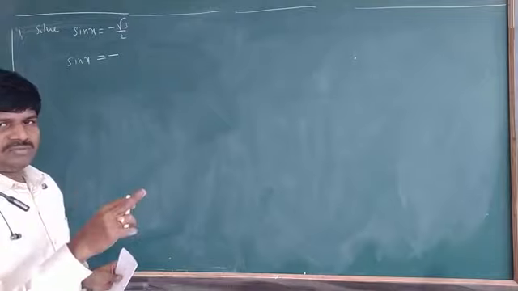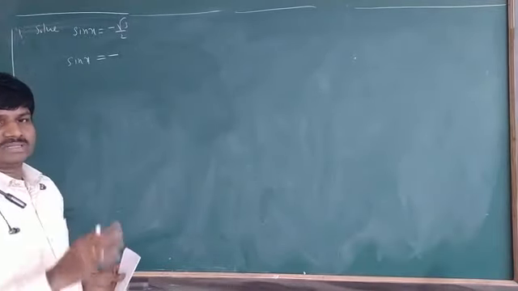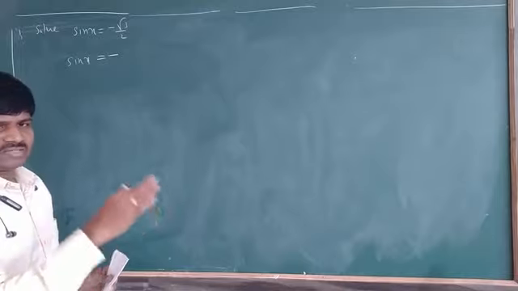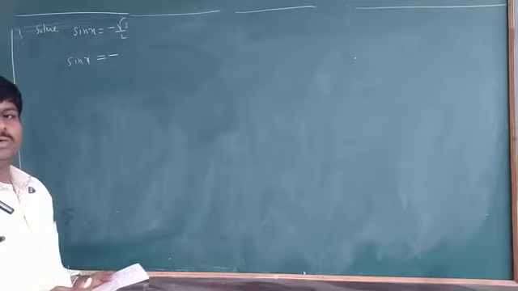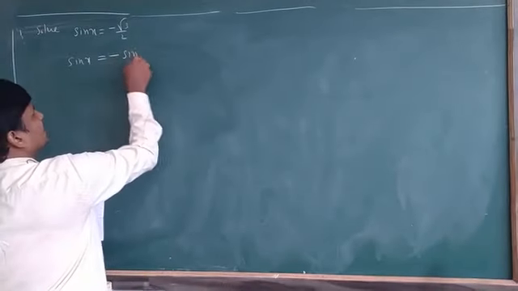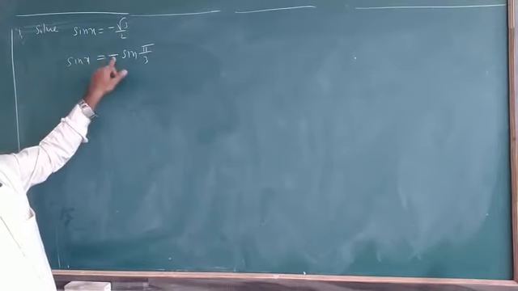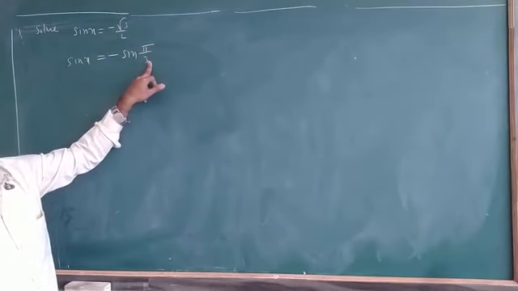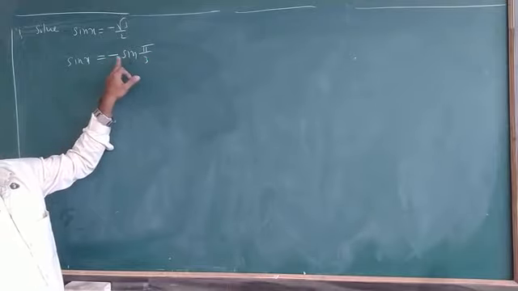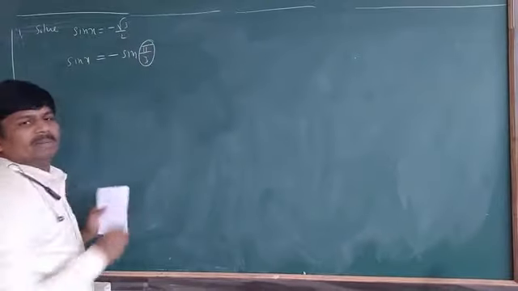For what value of angle is that value root 3 by 2? Sin of some value will be root 3 by 2. Sin 60 value is root 3 by 2, or not? Minus root 3 by 2 means sin 60, and sin 60 means sin pi by 3. So minus sin pi by 3. Here angle theta is equal to pi by 3.